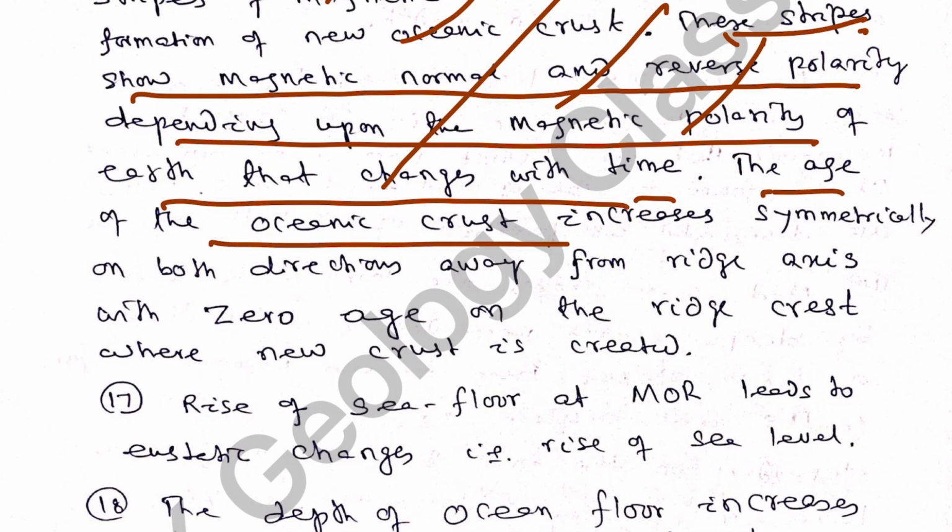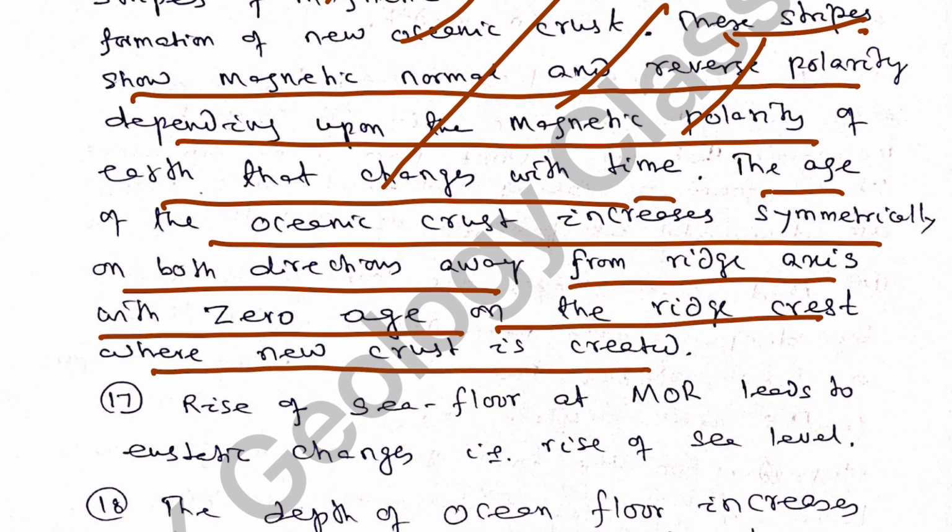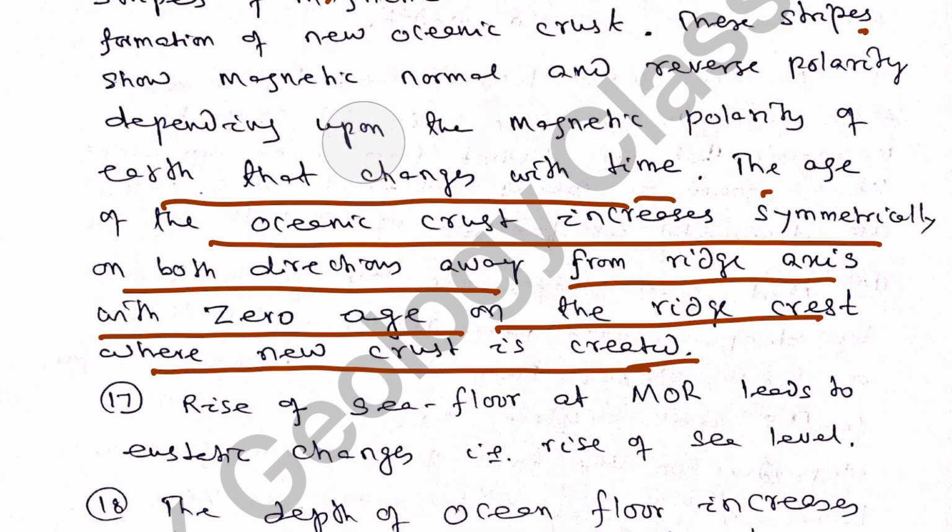The age of the oceanic crust increases symmetrically in both directions away from the ridge axis, with zero age on the ridge crest. So as you move from the ridge crest, the age increases, and it becomes more and more as we go away from the ridge axis. And this has been tested from the presence of these magnetic minerals.